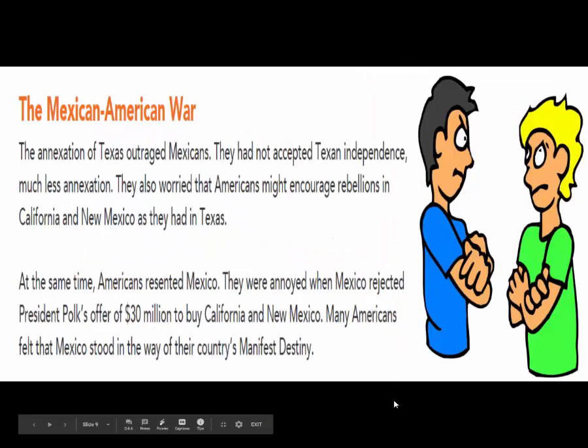The Mexican-American War. The annexation of Texas outraged Mexicans. They had not accepted Texas independence, much less annexation. They also worried that Americans might encourage rebellions in California and New Mexico as they had in Texas. At the same time, Americans resented Mexico. They were annoyed when Mexico rejected President Polk's offer of $30 million to buy California and New Mexico. Many Americans felt that Mexico stood in the way of our country's manifest destiny.